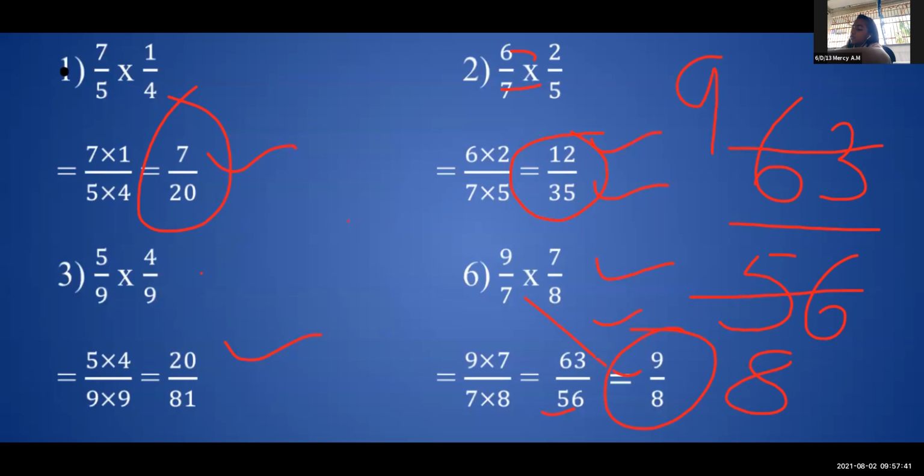How did I get 9 upon 8? You have to check each number, whether those numbers are coming in the same table. Those numbers should be cut by the table and the final answer will be your 9 upon 8.